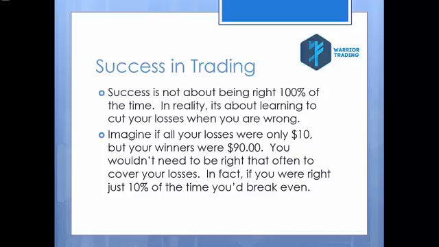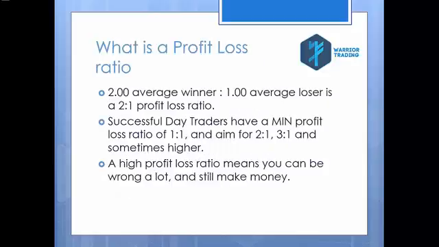And we've talked quite a bit here about profit loss ratios. Okay, so a profit loss ratio, it's simply your average winner versus your average loser. You need a minimum, really, of a 1-to-1 ratio. And you want to aim for 2-to-1 or 3-to-1 and aim as high as you can. The high profit loss ratio means you can be wrong a lot and still make money.